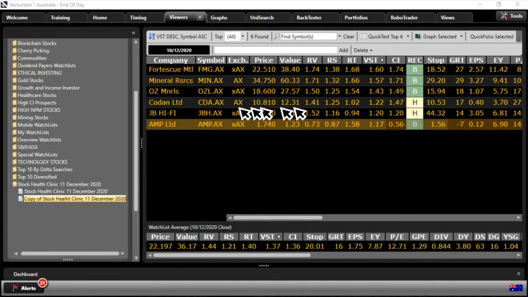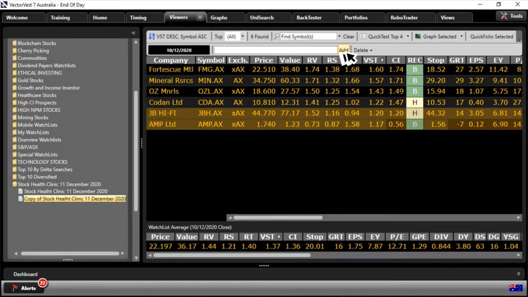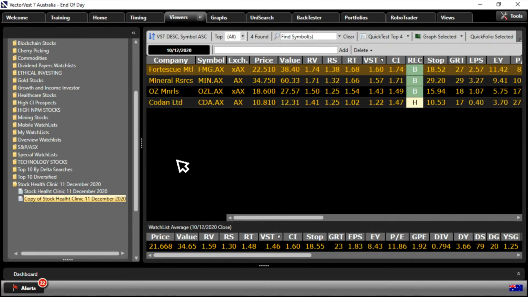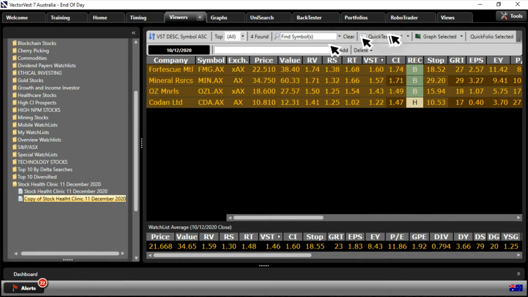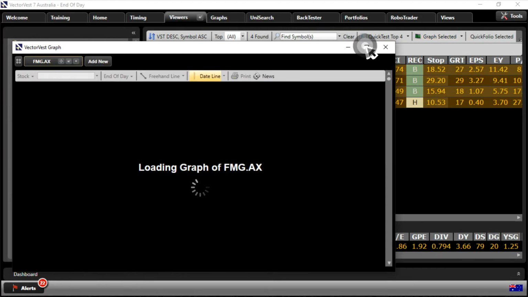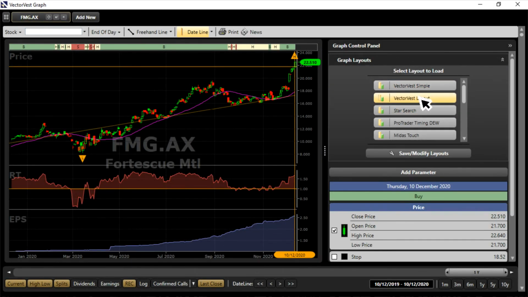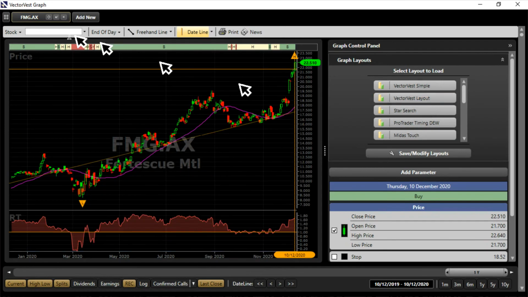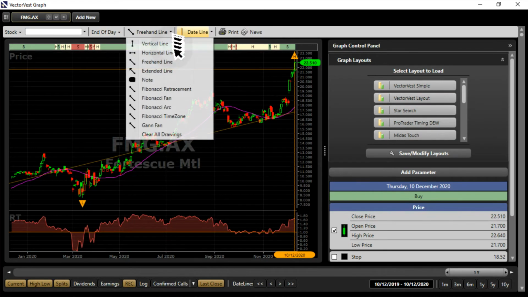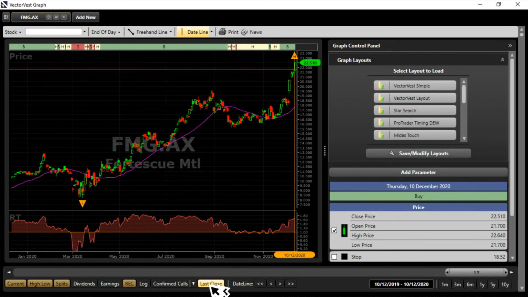So applying the 4 steps, let's close this out. I'll take these 2 out because we used these for demonstration purposes. So this was our refined set of 4 stocks. Let's run the graph on them. Let's apply our 4 steps. So graph layout, VectorVest layout. There we go. And let's take off our drawings, clear all lines. Let's just clean it up.